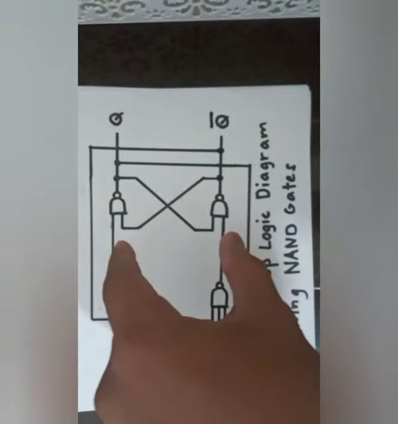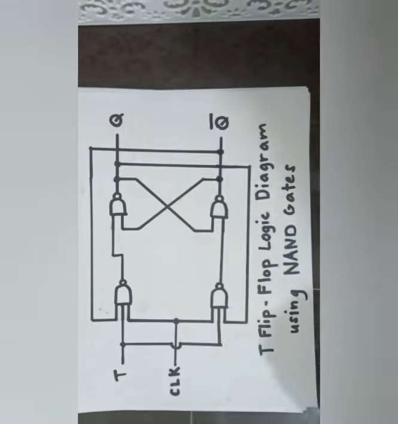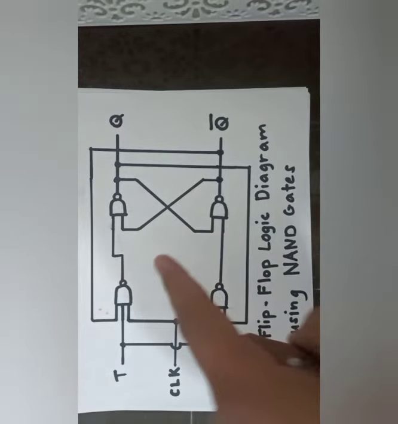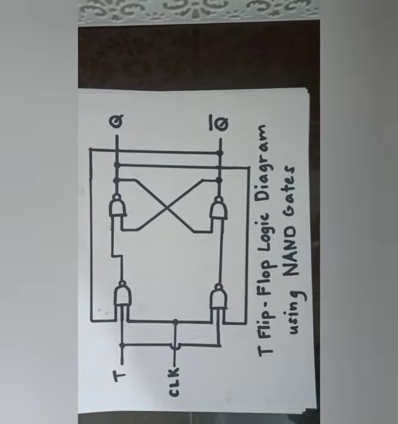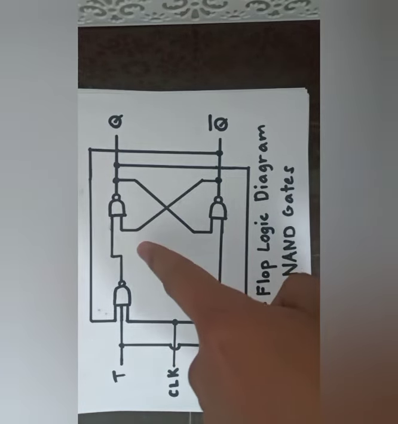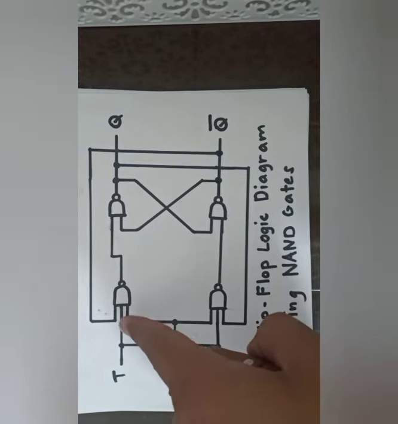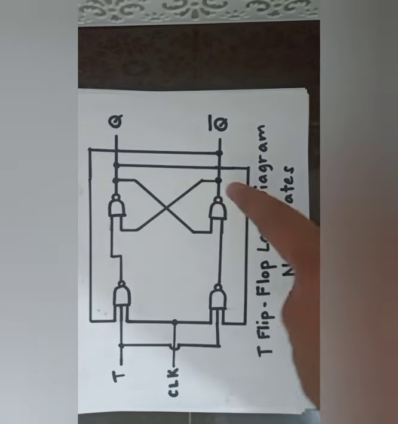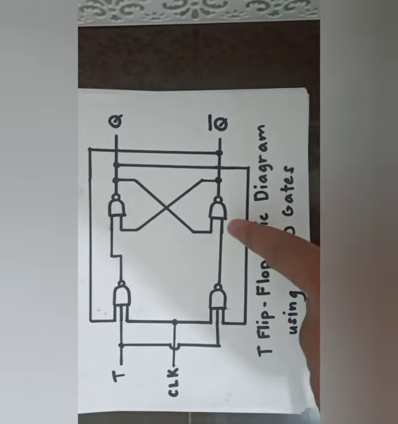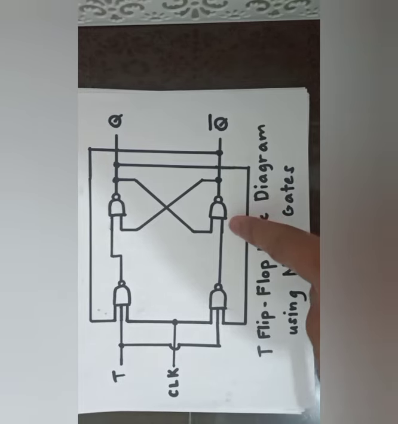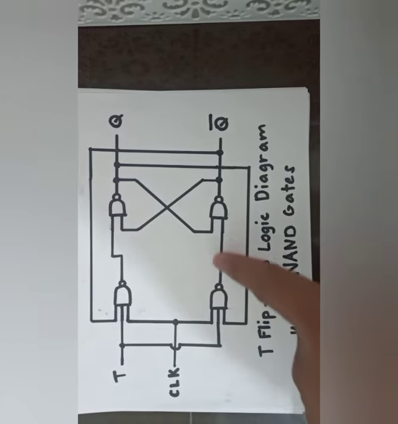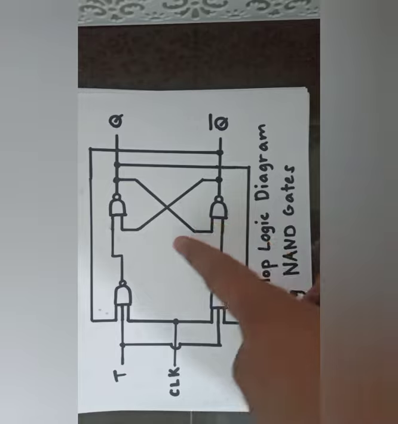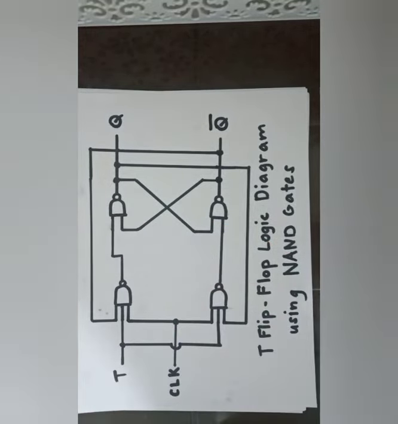Next is our 2-input NAND gates. In the upper 2-input NAND gate, the first input is connected to the upper 3-input NAND gate, and the second is connected to the Q bar. And here we have the input connected to the lower NAND gate, and here the input connected to the Q.